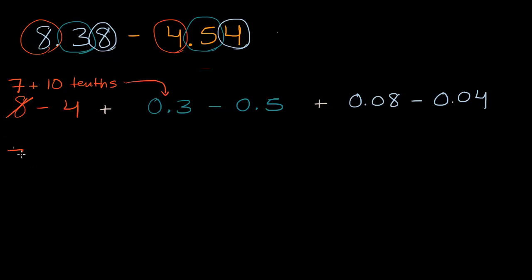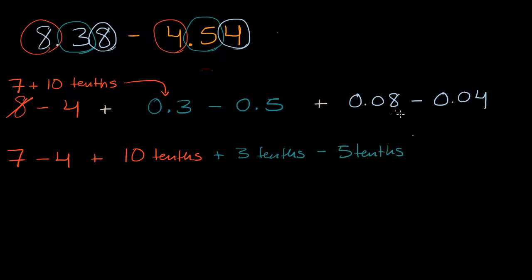So let me rewrite this. I could rewrite this as 7 minus 4 plus 10 tenths plus 3 tenths. And let me just write it all as plus 3 tenths. I'm mixing different ways of writing it, but that might be good. Minus 5 tenths. And then this part I could just compute. This is plus 4 hundredths. Plus 4 hundredths. This right here is going to be 4 hundredths.